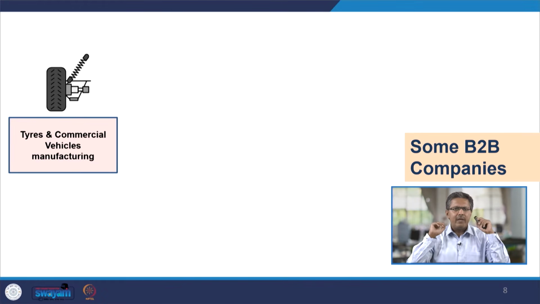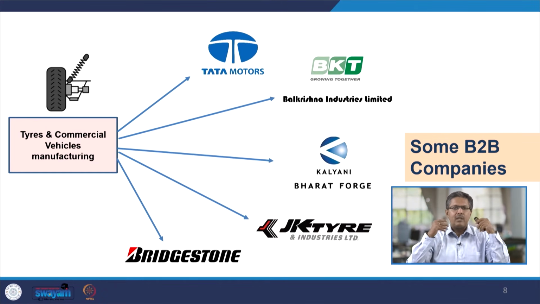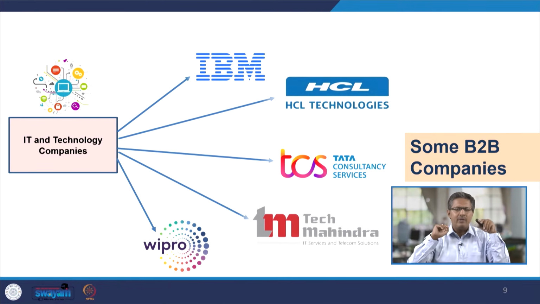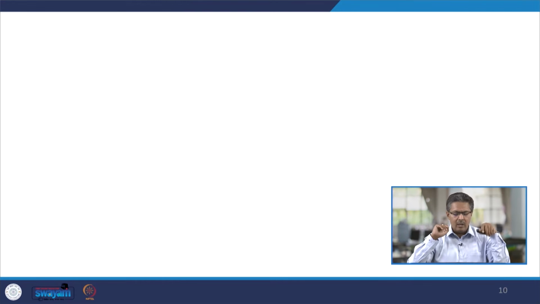Next you have tires and commercial vehicle manufacturers and their items, for example, some of the companies involved are Tata Motors, Balkrishna Industries, a very good company, and then you have Kalyani Bharat Forge. Bharat Forge is, if I am not wrong, the second largest producer of forging products in the world. Then you have JK Tyres, Bridgestone, right. So these are some examples. A few more, if you want to see, in the IT and technology space, you have IBM, HCL, TCS, Tech Mahindra and Wipro, right.